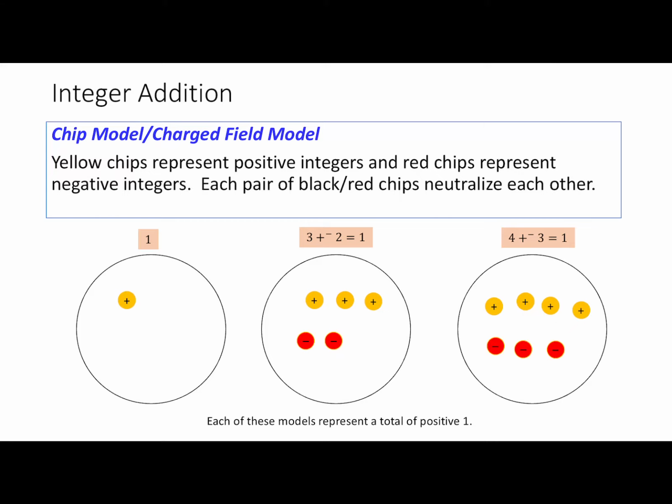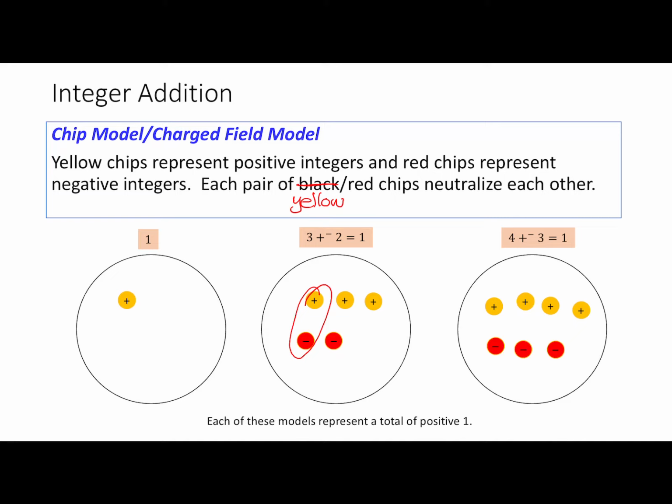Okay, so how are we going to model adding integers? The first model we want to look at is the chip model or the charged field model. When we're thinking about the chips, we're going to have different colored chips. We're going to use yellow for positive integers and red for negative integers. Each pair of yellow and red chips neutralize each other. So every time I get a yellow and a red together, that's a net of 0, a net charge of nothing.